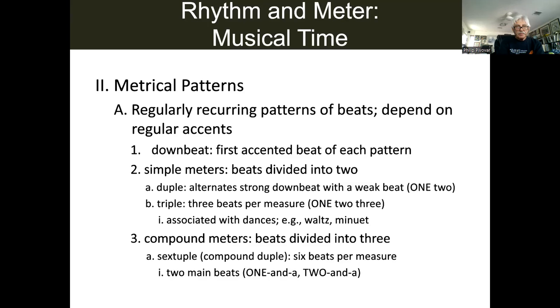triple meters. Here they're saying, and you can count this in different ways, like they're saying 1 and 2, and that's 2 main beats that are divided into 3s. So that's compound meter, compound duple meter, right? Because it's 2 big beats per measure, but each of the big beats is divided into 3. So it's 1, 2, 3, 4, 5, 6. That's compound duple meter.